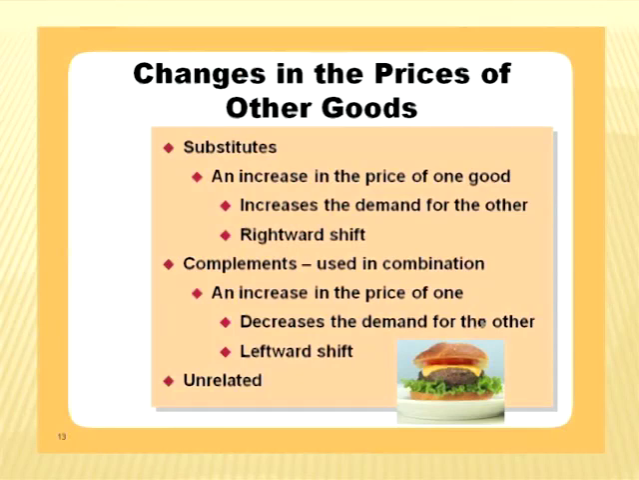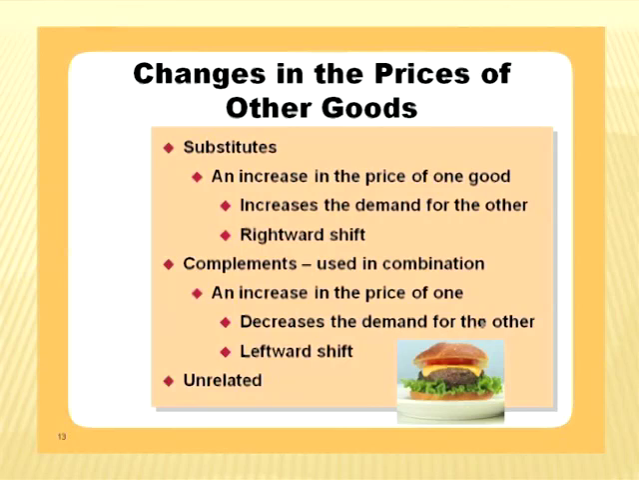Similar non-price determinant. Again, we're not talking about the price of this particular good. We're talking about a different price. We're talking about the price of another good, a different good. And here again, for the most part, we have two different choices, two different possibilities. Some goods are said to be substitutes, which means an increase in the price of one good increases the demand for the other good, or causes a rightward shift of the demand curve.